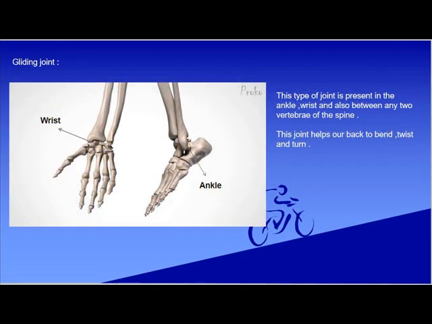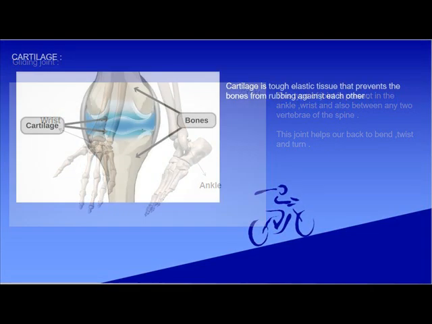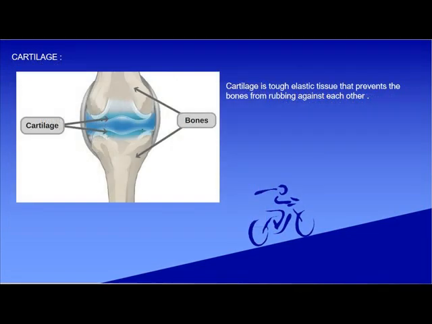Gliding joint. This type of joint is present in the ankles, wrist and also between any 2 vertebrae of the spine. This joint helps our back to bend, twist and turn at each joint. These gliding joints are padded by cartilage, which is a tough elastic tissue. Cartilage prevents the bones from rubbing against each other and wearing out. Cartilage is also found on the top part of the ear and tip of our nose.